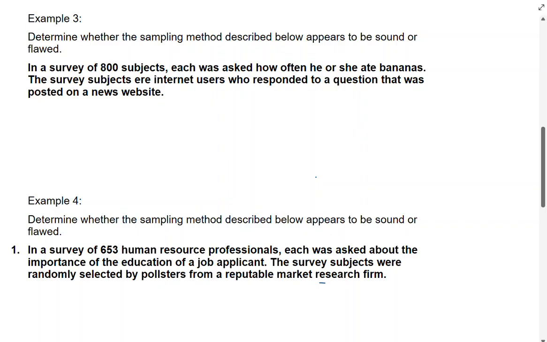In a survey, do the methods below appear to be sound or flawed? So we're doing the word sound or flawed, and that was in our vocabulary list. In a survey of 800 subjects, each was asked how often he or she ate bananas. The survey subjects were internet users who responded to the question that was posted on a news website. Okay, so we're talking about a flawed survey.